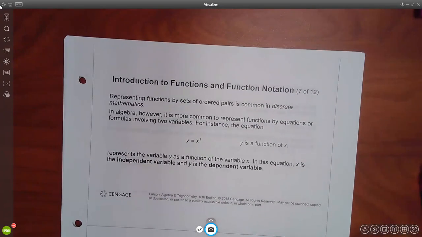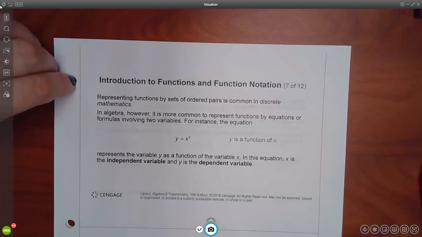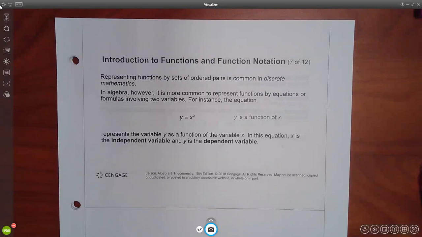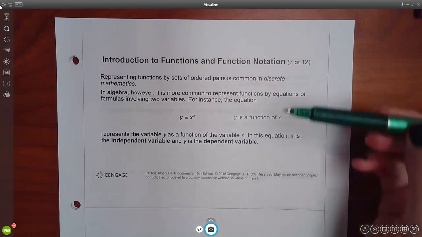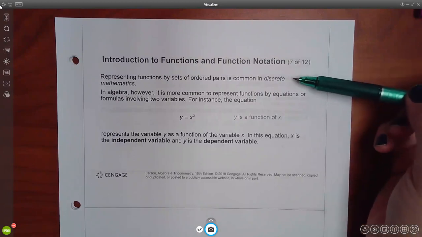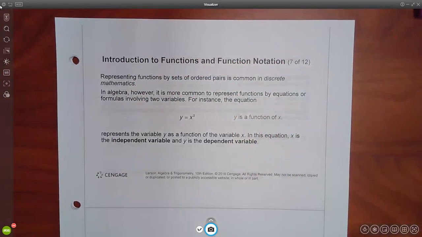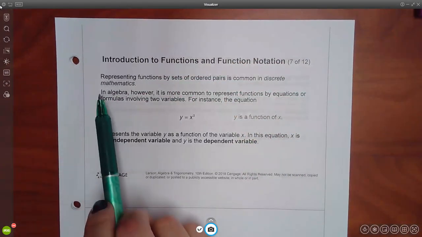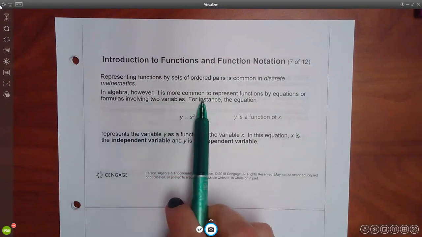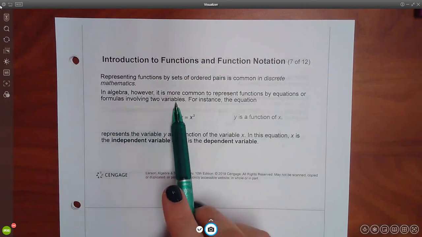Now we gotta go into the equation, because that's the other way they can give us the graph, is in an equation. And we need to be able to determine whether or not it's a function just by looking at the equation. That's harder. You actually have to do some algebra. So this one says representing functions by sets of ordered pairs is common in discrete mathematics. So don't worry about what discrete mathematics is. In algebra, however, it is more common to represent functions by equations or formulas involving 2 variables.